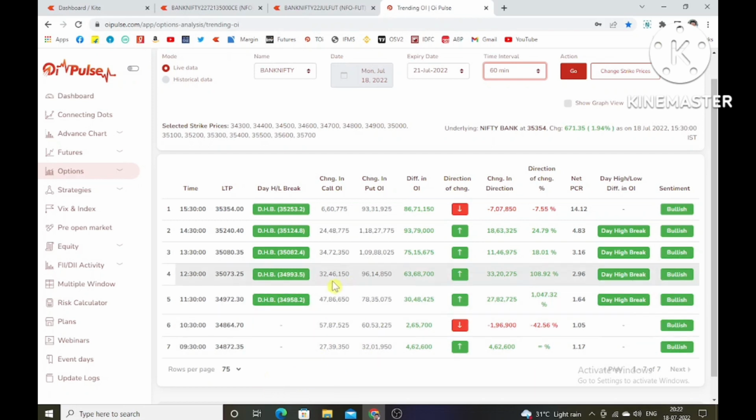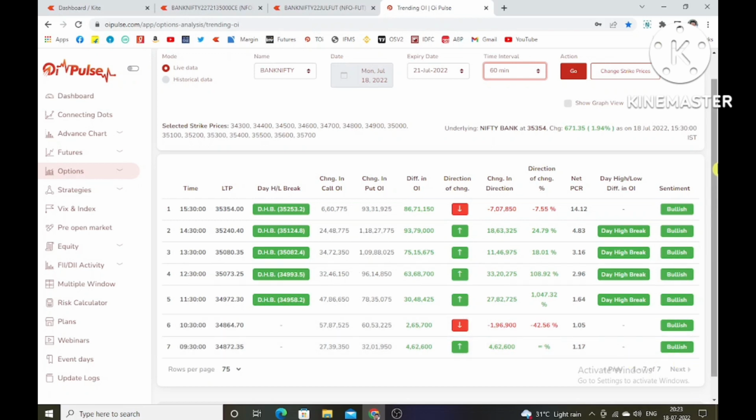Okay, so look at the data here. After 9:30, the change in put OI is 32 lakh and change in call OI is 27 lakh. So the difference is positive 4 lakh 62,000, which means it's a bullish sentiment. So from the morning the market sentiment is looking bullish and trending OI is also showing bullishness in this data.